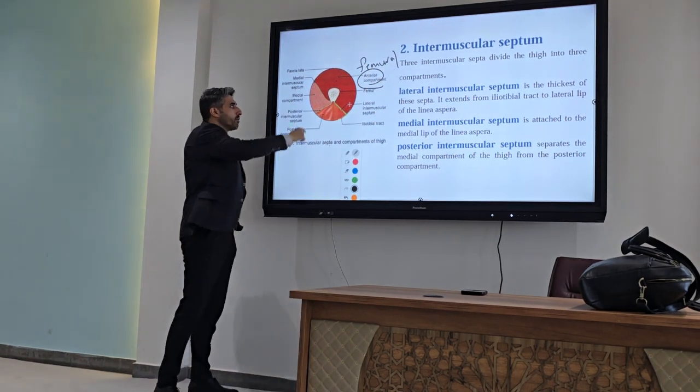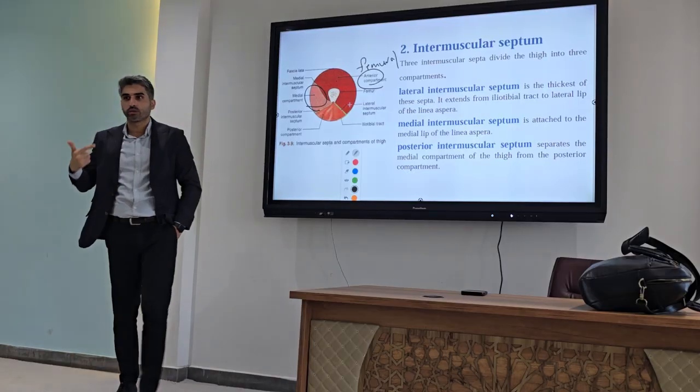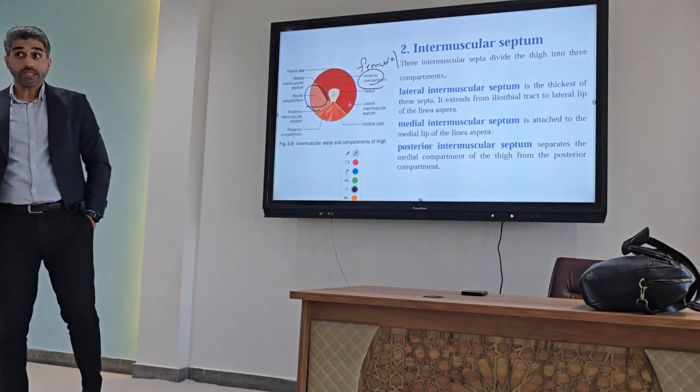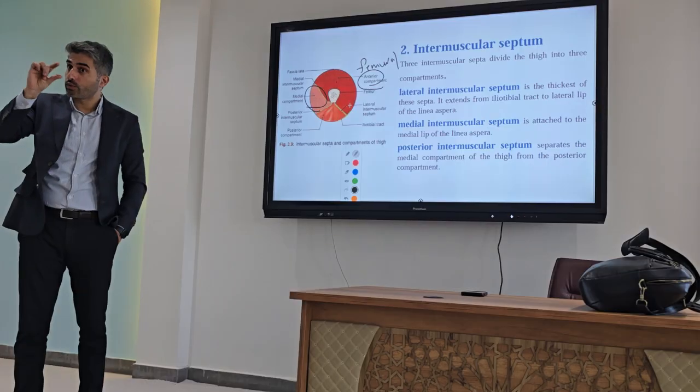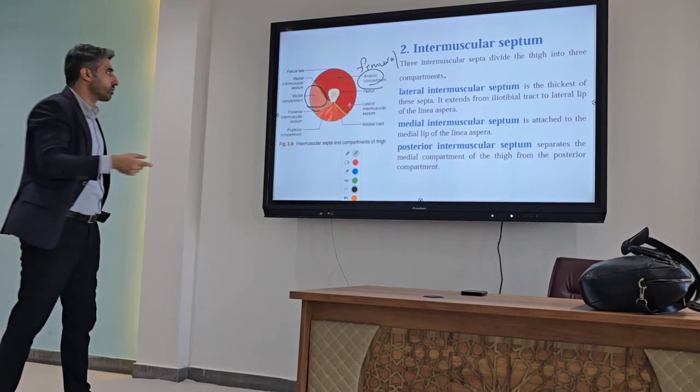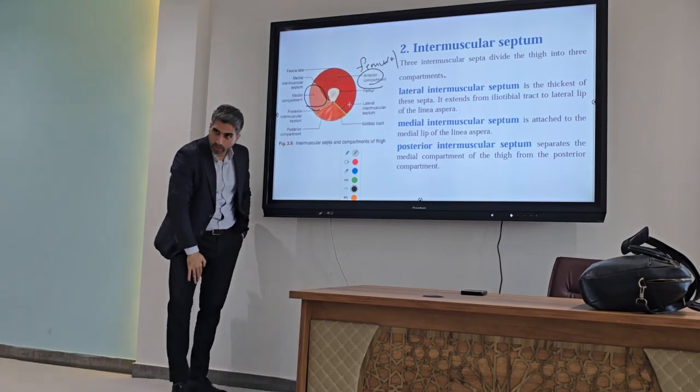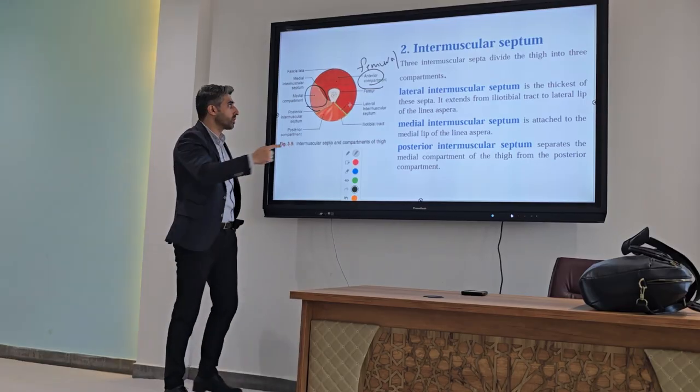What is the nerve for the medial compartment? I told you. Sensory and motor. Cutaneous is sensory. Obturator, very good. The medial compartment, sensory and motor, is supplied by the obturator nerve.